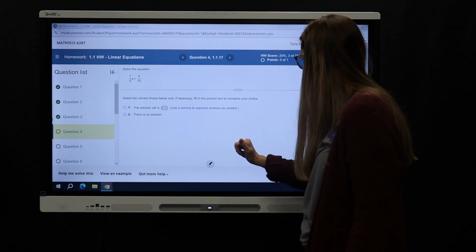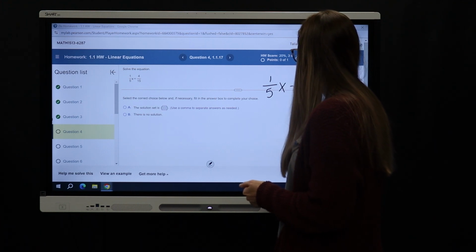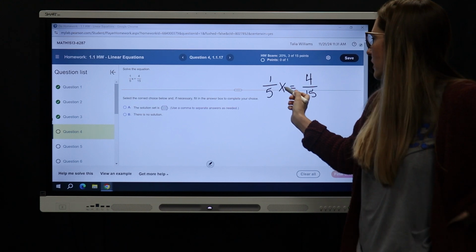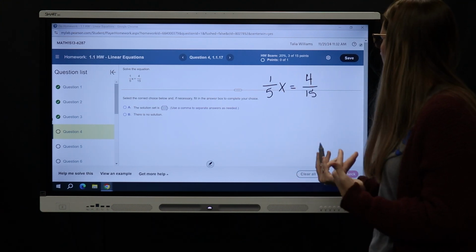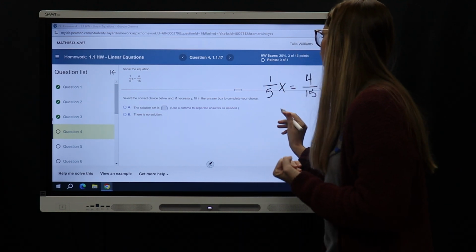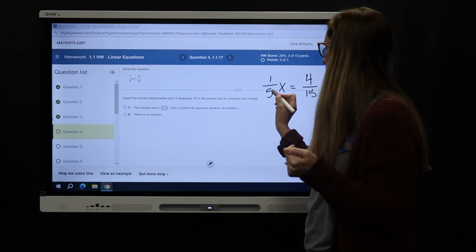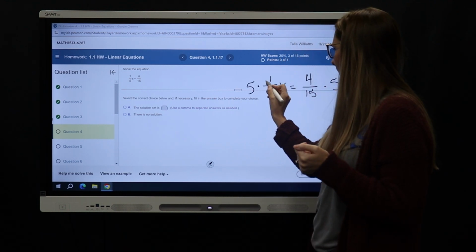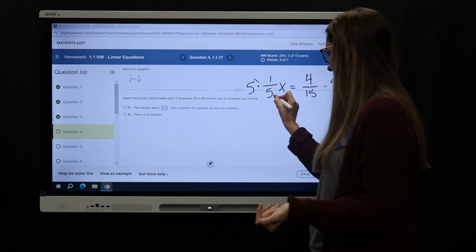Okay, 2 fractions, 1/5 x equals 4/15. So here, this is 1/5, but it's also the same as dividing by 5. So when I see this 1/5, I'm gonna think, how can I get rid of this 5? So x divided by 5, the opposite of division is multiplication, so we're gonna multiply by 5 on both sides. 5 times 1/5 is 1.